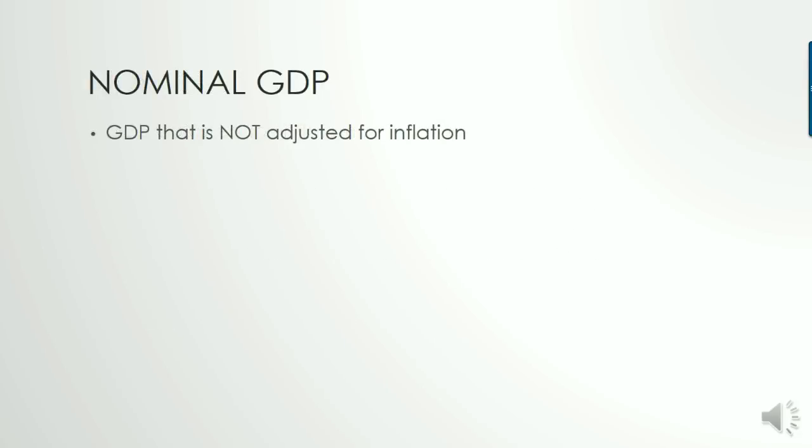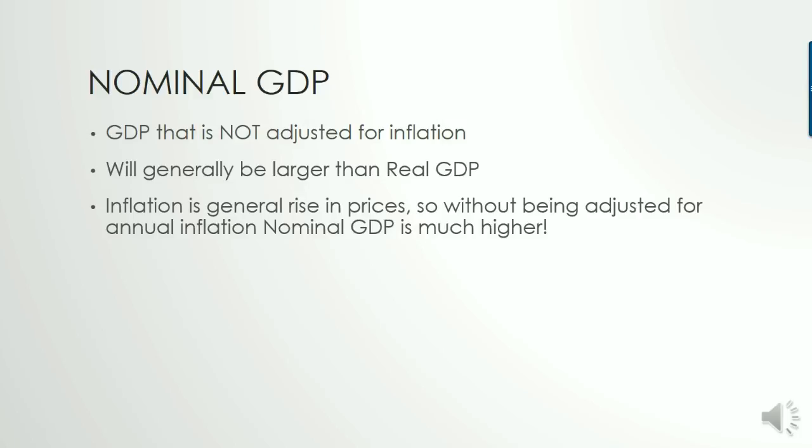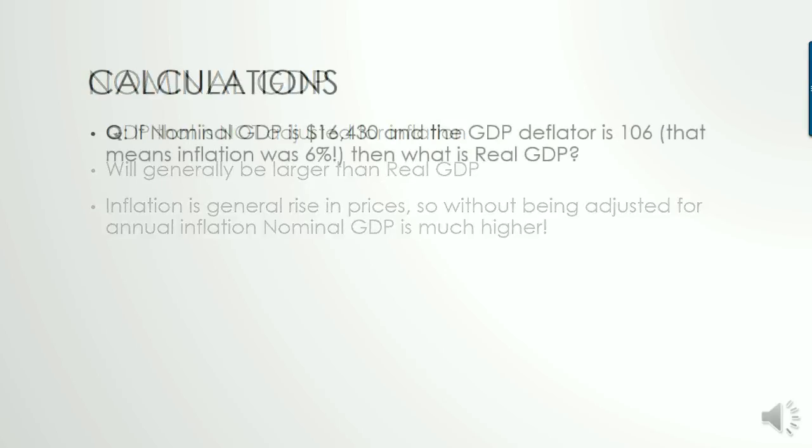Nominal GDP is not adjusted for inflation, and it will generally be larger than real GDP because inflation is just the rise in prices. So if it's not adjusted for annual inflation, nominal GDP is going to be a lot higher than real GDP. And remember, nominal GDP is just price times quantity for the entire economy. So if prices are inflated or a lot higher, then price times quantity is going to be a lot higher for nominal GDP. So hopefully you get that.